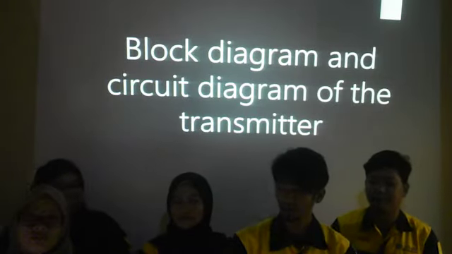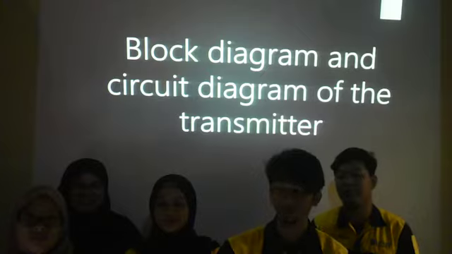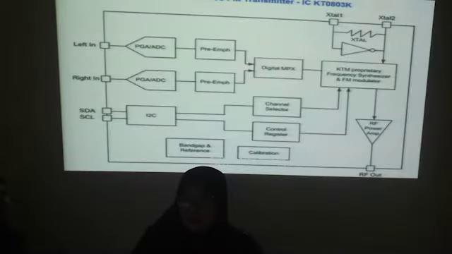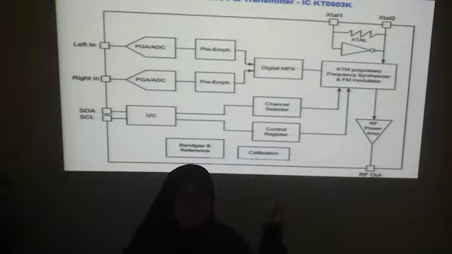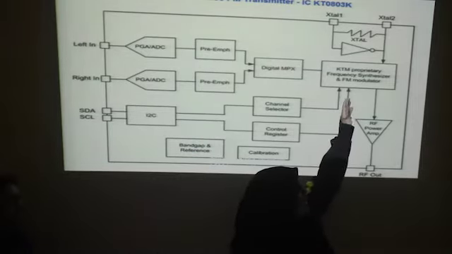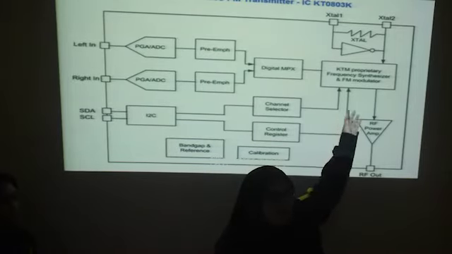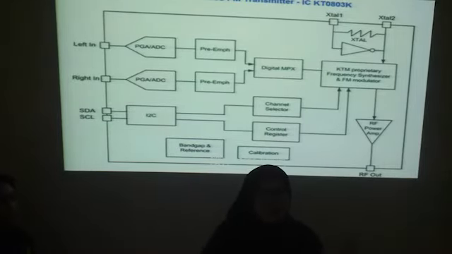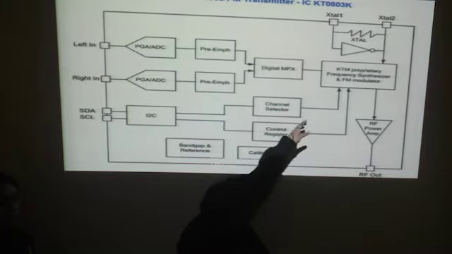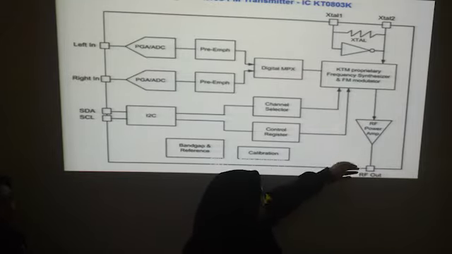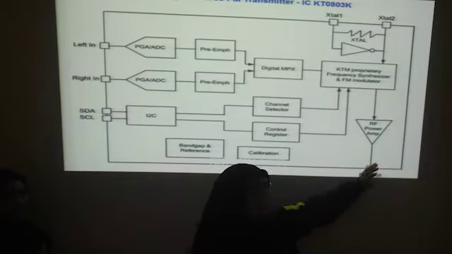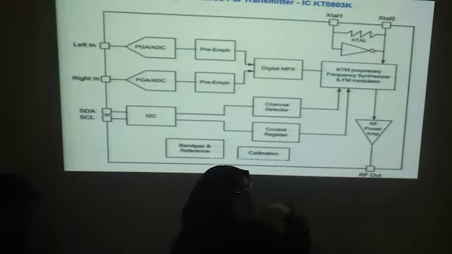This is the block diagram and circuit diagram of the transmitter. Today we're going to present the FM transmitter. We will be using the IC KT0803K. As you can see right here is a crystal filter that is used to overcome the fluctuation in the graph to make the graph more stable. And we proceed to the KT0803K frequency synthesis and FM modulator. And this is an RF power amplifier that is used to amplify the signal and make it bigger.